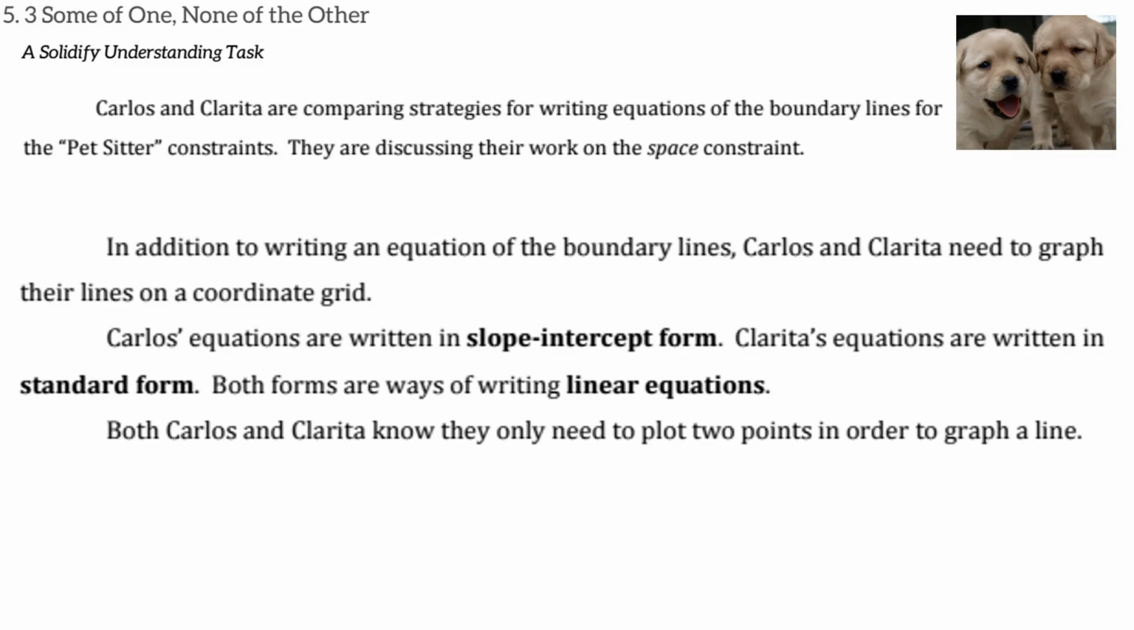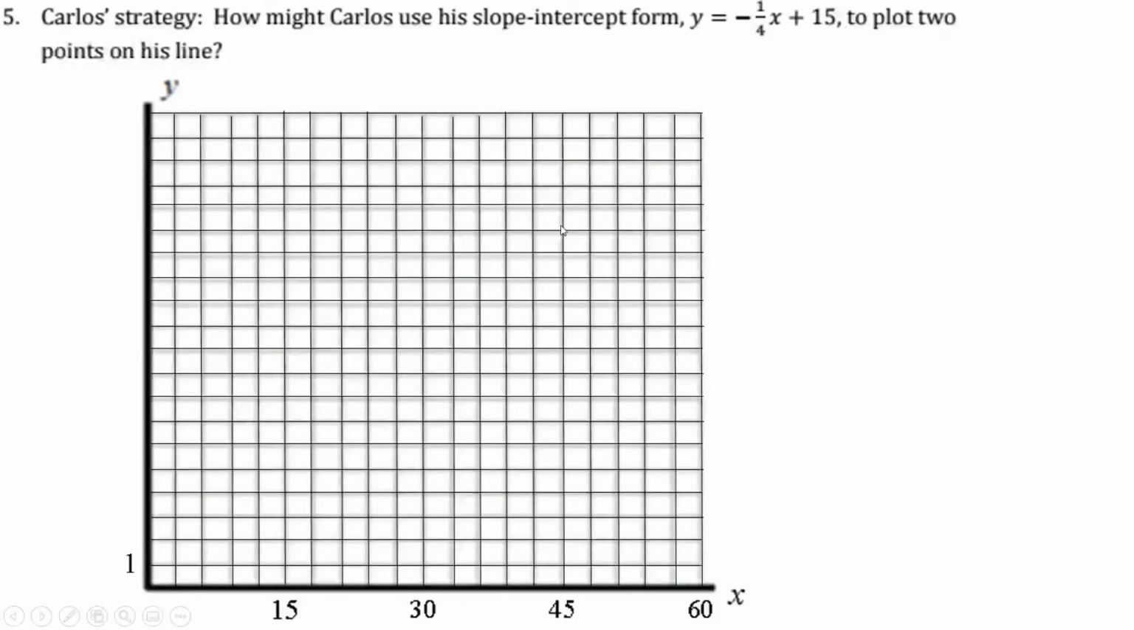Both Carlos and Clarita know they only need to plot 2 points in order to graph a line, and that's the key. Lines, they're linear. So if you have 2 points, you can draw your line through the 2 points and you have the perfect graph every time. So let's take a look and see how Carlos and Clarita handled this.